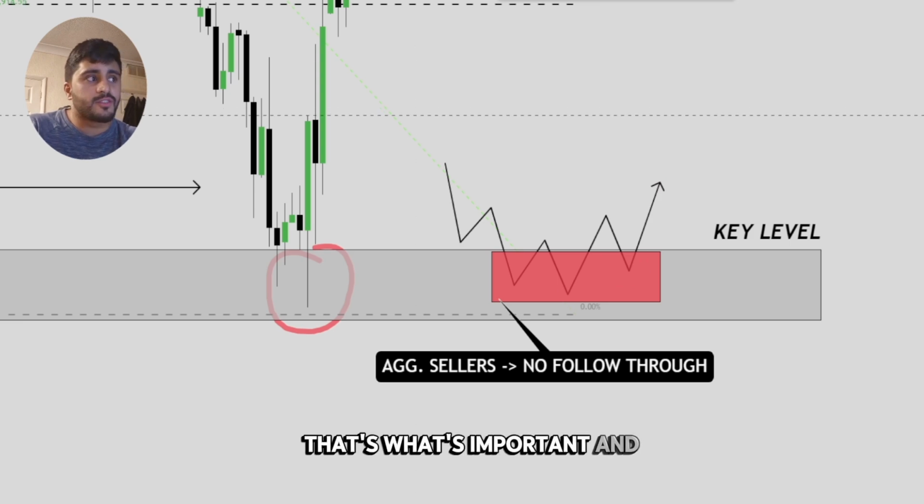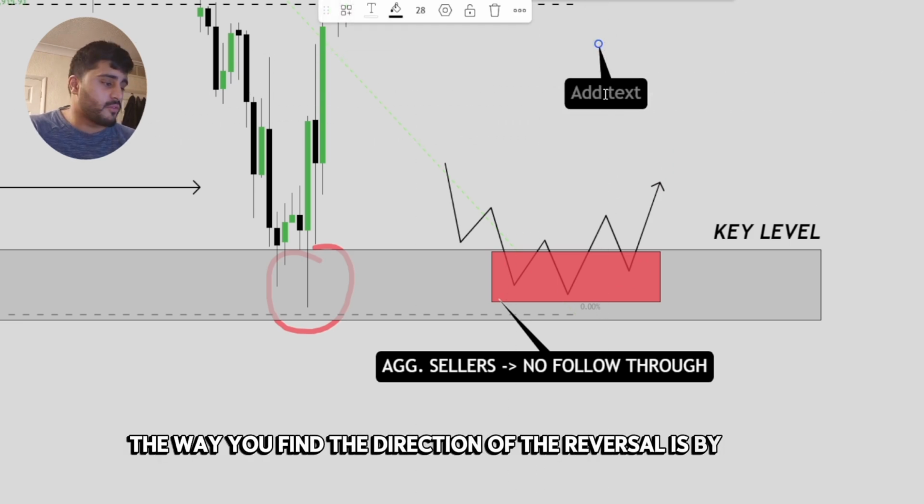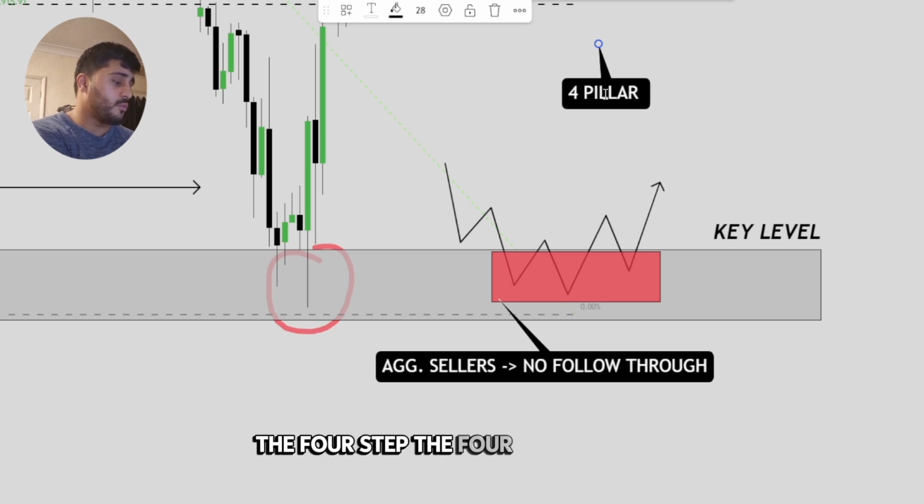That's what's important. And so the way you find the direction of the reversal is by following the four pillar framework.